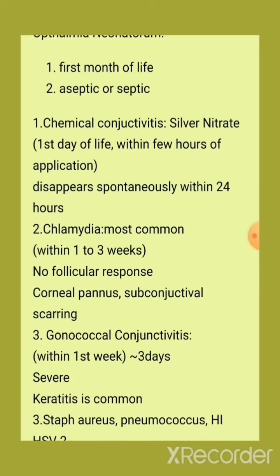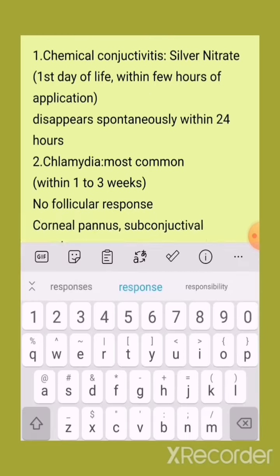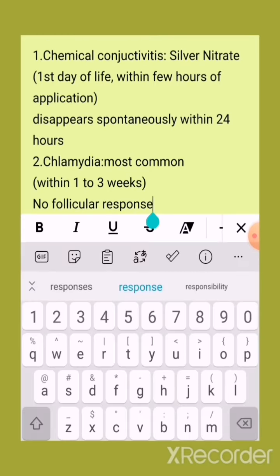Moving towards the causes of septic ophthalmia neonatorum, the most common cause is chlamydia, right? And the most severe is gonococcal conjunctivitis. What about the agents? In the case of chlamydia, the culprit is basically Chlamydia trachomatis serotype D through K, because D through K are the serotypes which commonly infect the genitals, the genitalia.